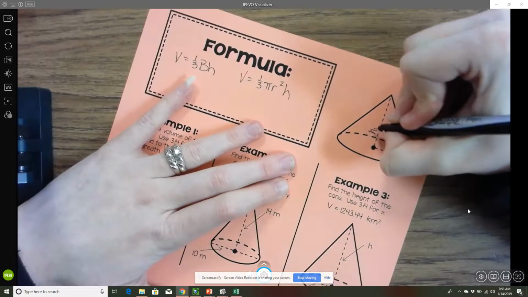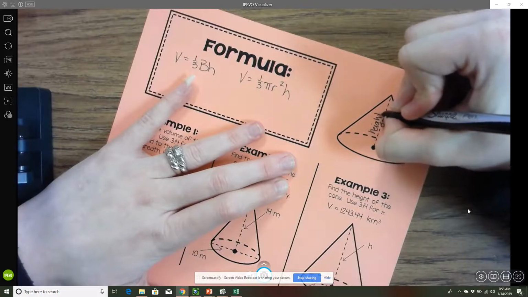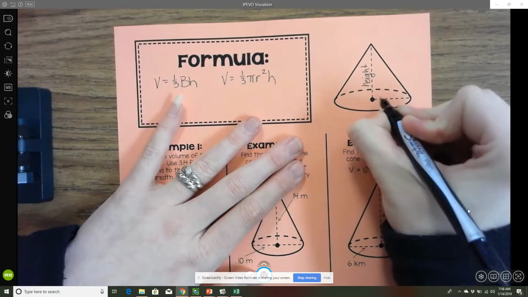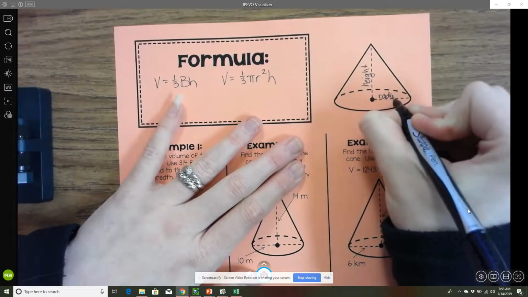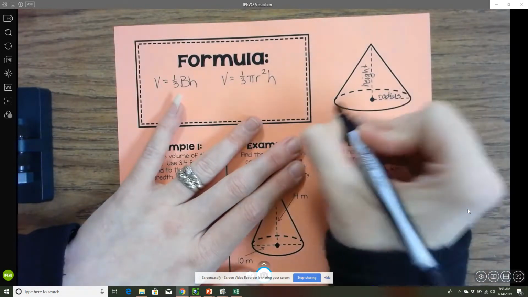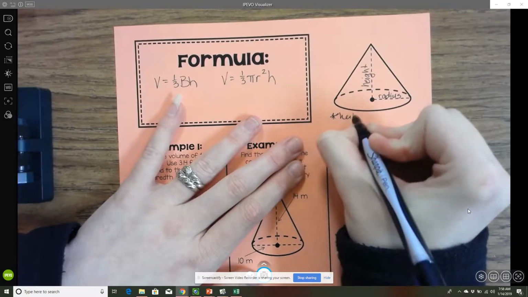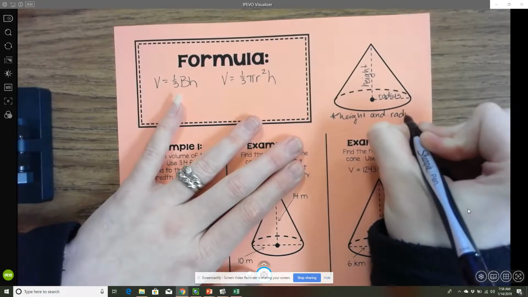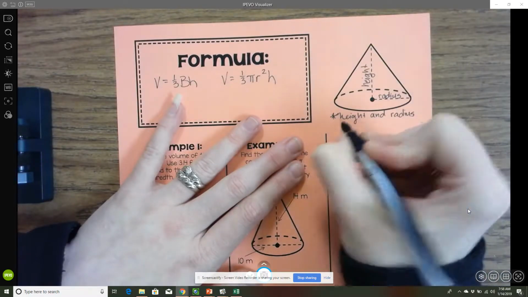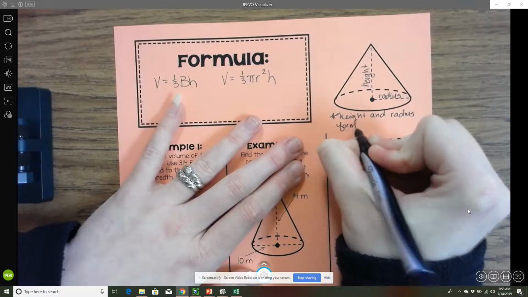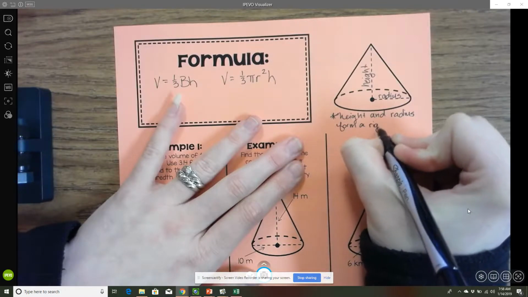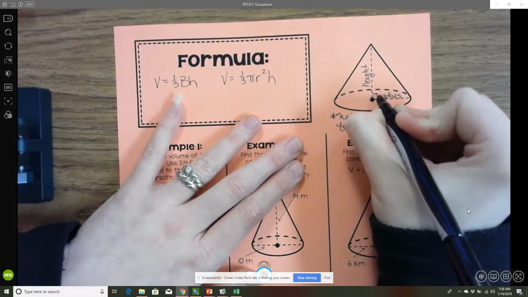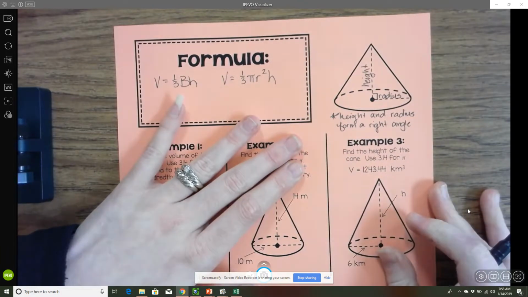So this is always your height of your cone. And then along the bottom of the circle here, this is always your radius. And so the height and radius form a right angle. And so you can see here that you could draw that little square in for a right angle.